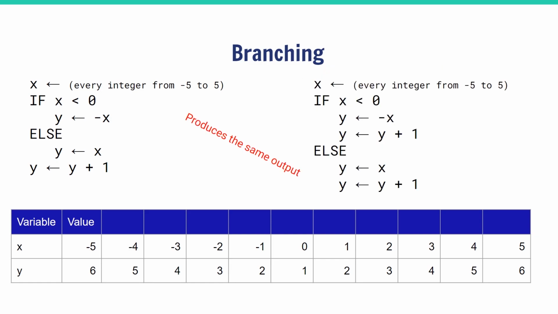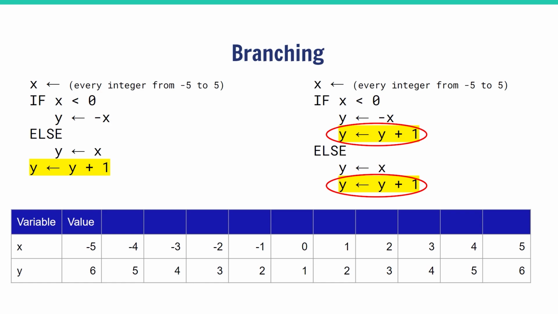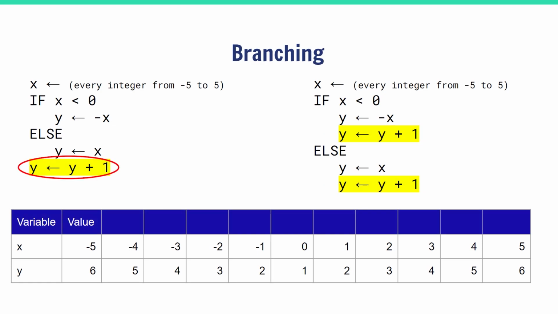And you can see the pseudocode on both the left and right hand side produces the same output. And in this case, it works because the pseudocode that assigns y to y plus 1 on the right hand side is repeated for both the if and the else conditions. So that line of code is always going to be run regardless of the result of the Boolean expression. We're going to take that out unindented and put it after the if sequence.